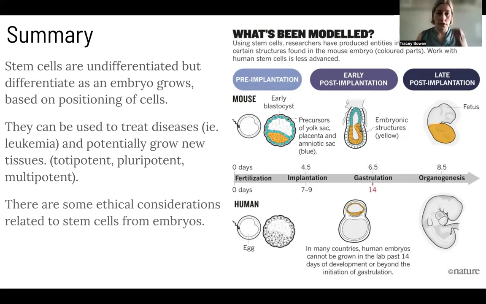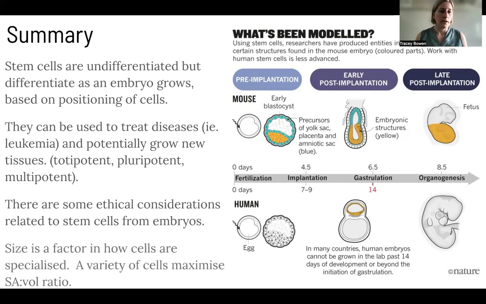There are some ethical considerations related to the stem cells from embryos, and many countries have clear guidelines on how those stem cells are used in a scientific context. And then size is a factor on how cells are specialized. So a variety of cells maximize surface area to volume ratio or have specialized structure that assist with the function of that cellular job.